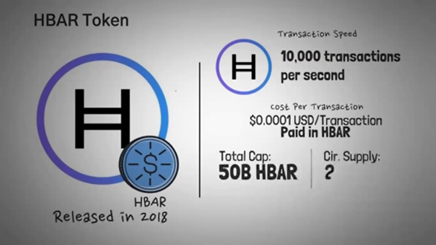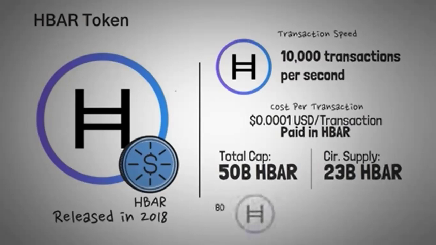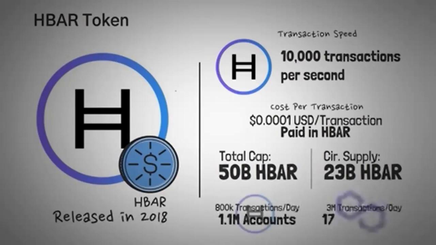Right now, there are around 23 billion HBAR tokens in circulation, which is a little under half, and because of this, it's probably going to be inflationary for a while. Another interesting thing I found is that currently there are 800,000 transactions per day and over 1.1 million accounts. In comparison, Polygon has 3 million transactions per day and 175 million unique accounts. So in its user base, Hedera is still quite small.